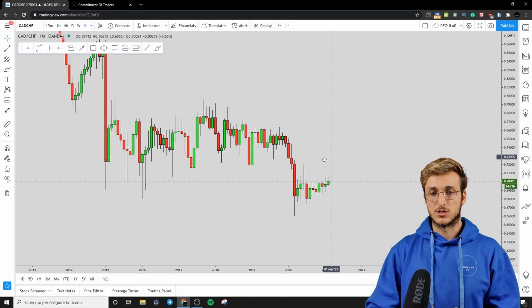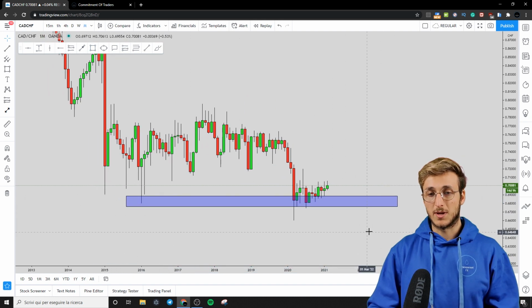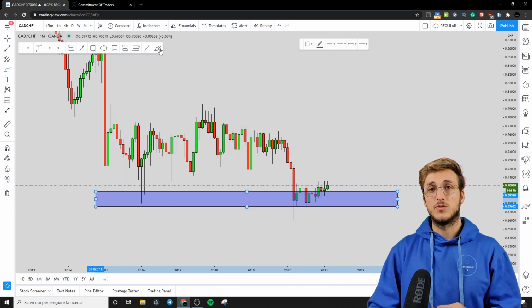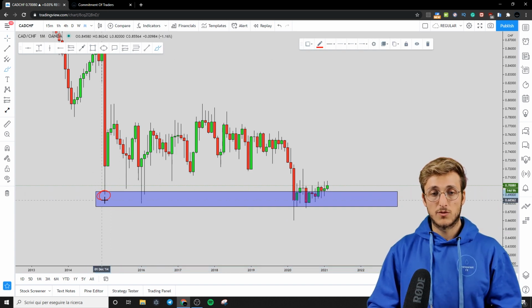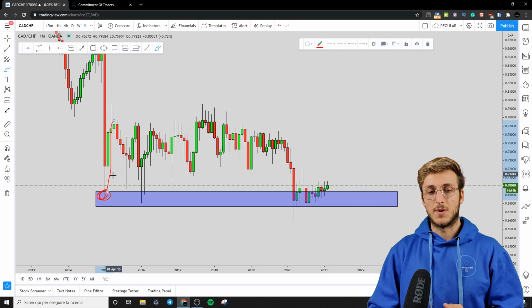Now, starting here from the monthly time frame, what do we have? Here on the monthly, we can see that this area was acting and is acting as extremely strong demand. In fact, from here, the market had started all this move to the upside, confirming this area is a very strong support and demand area.